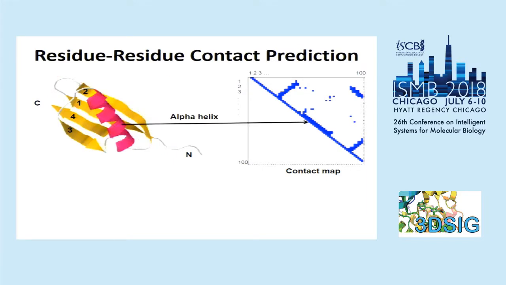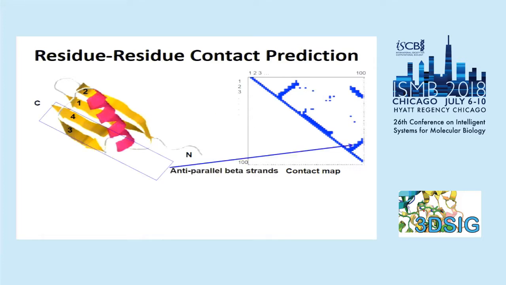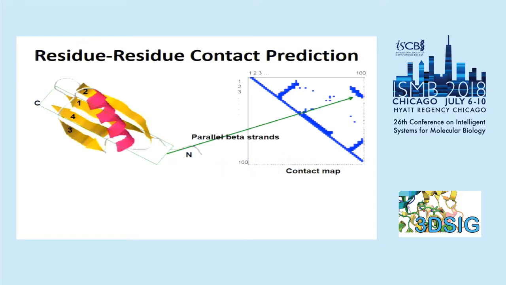The contacts in alpha helices correspond to the contacts along the diagonal, and it continues to fold in strands 3 and 4, corresponding to the contacts in this segment. And finally, strands 1 and 4 form long-range antiparallel contacts, corresponding to contacts in this area. And more interestingly, once we have a sufficient number of good contacts, we can actually build a three-dimensional structure from these contacts.